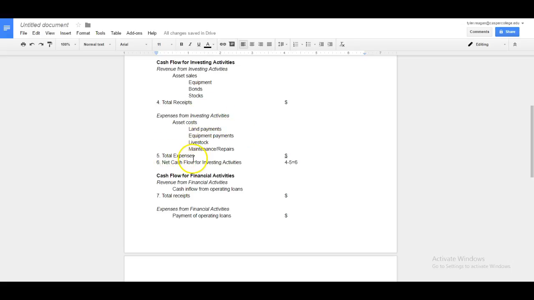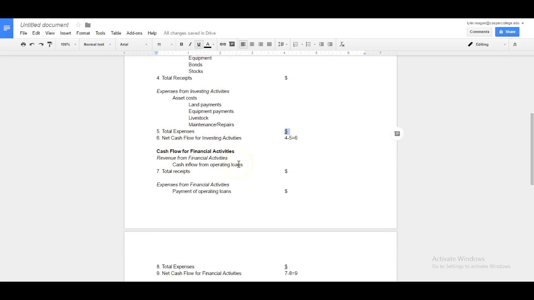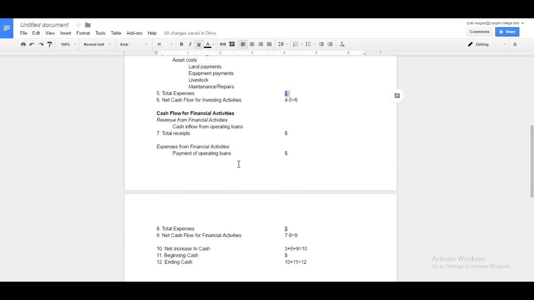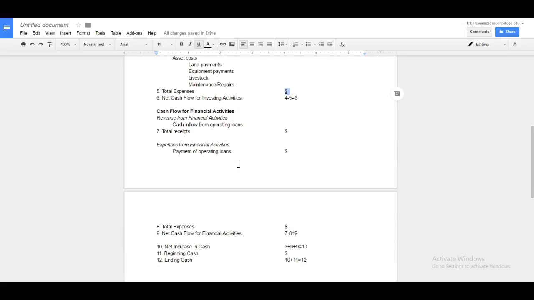So then you come up with your total expenses, and then of course you take the total amount of receipts that you made off of these investing activities minus the total expenses to come up with your net cash flow of investing activities. The last main section I'm going to talk about is cash flow for financial activities.